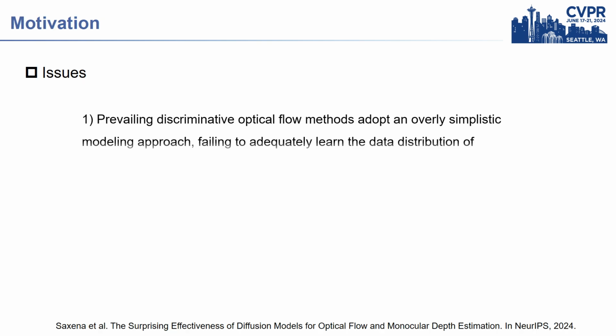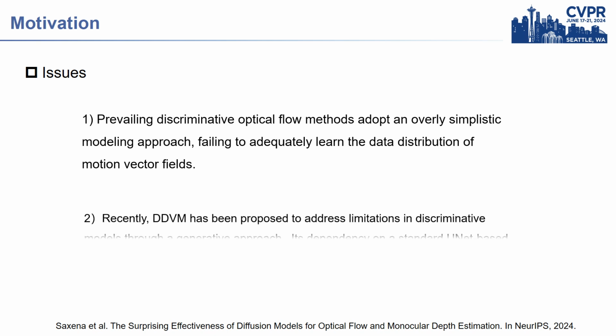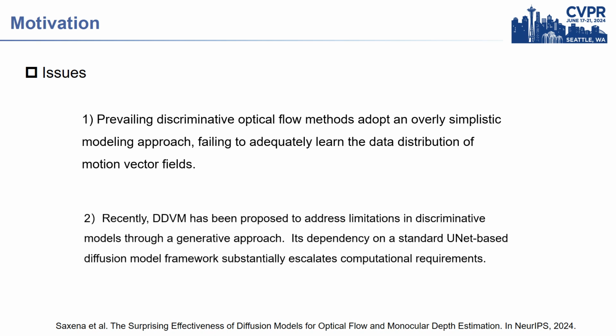Nonetheless, these models primarily learn the input-output mapping, relying heavily on data, and often fail to grasp the nuanced data distribution of motion vector fields. Recently, DDVM has been proposed to address limitations in discriminative models through a generative approach. Despite its simple formulation involving image-to-image translation and its impressive capability to produce uncertainty, its dependency on a standard U-Net-based diffusion model framework substantially escalates computational requirements.